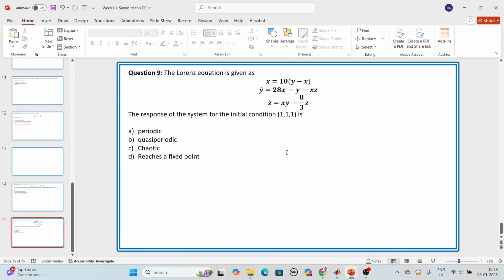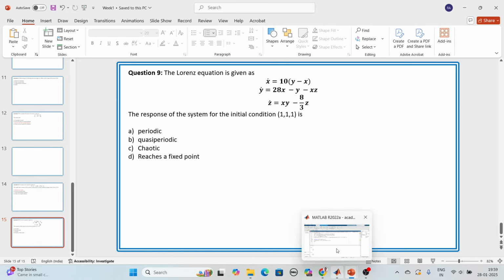Now coming on to question number 9, which is the Lorenz system. The equation of motion that has been given is that of a Lorenz system. The nonlinear dynamics are based on the study of some equations that form the basis of the whole concept of nonlinear dynamics, and the Lorenz system is one of those. We'll be taking many more questions on the Lorenz system. So this is a very basic question. The Lorenz equation is given as this. The response of the system for initial condition 1, 1, 1 is.